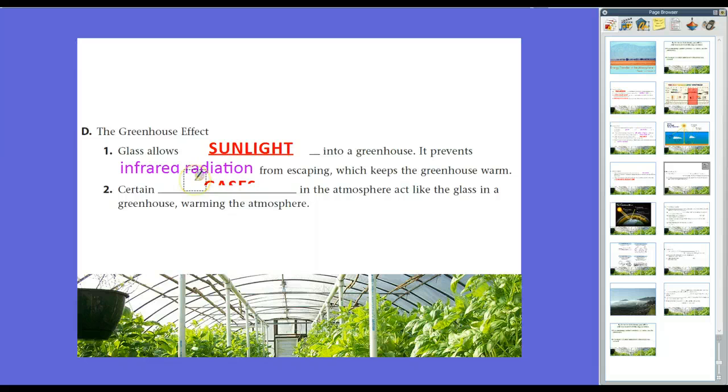Now, this takes place on a very large scale on Earth because of certain gases, mainly water vapor and carbon dioxide, and these gases essentially act like the glass in our greenhouse example. What these gases do is block infrared radiation from escaping out into space, and as a result it keeps the Earth much warmer. That means the Earth can stay warm at a much higher temperature than it would if it did not have an atmosphere.